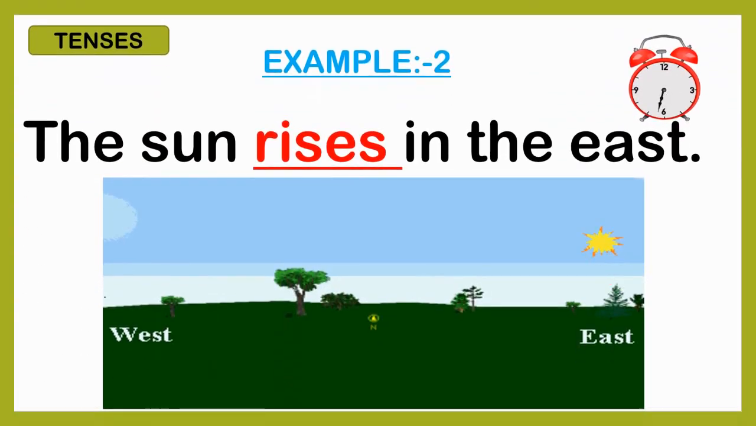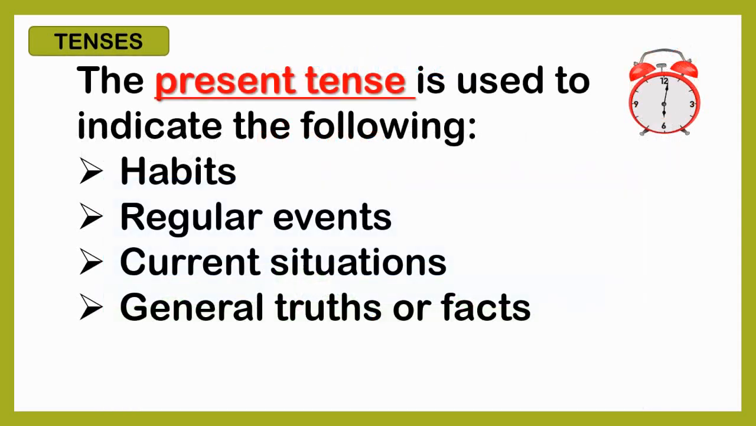Now, look at the second example. The sun rises in the east. In this sentence, the verb, means action word, rises indicates an action in the present. Children, always remember the present tense is used to indicate the following, that is habits, regular events, current situations and general truths or facts.